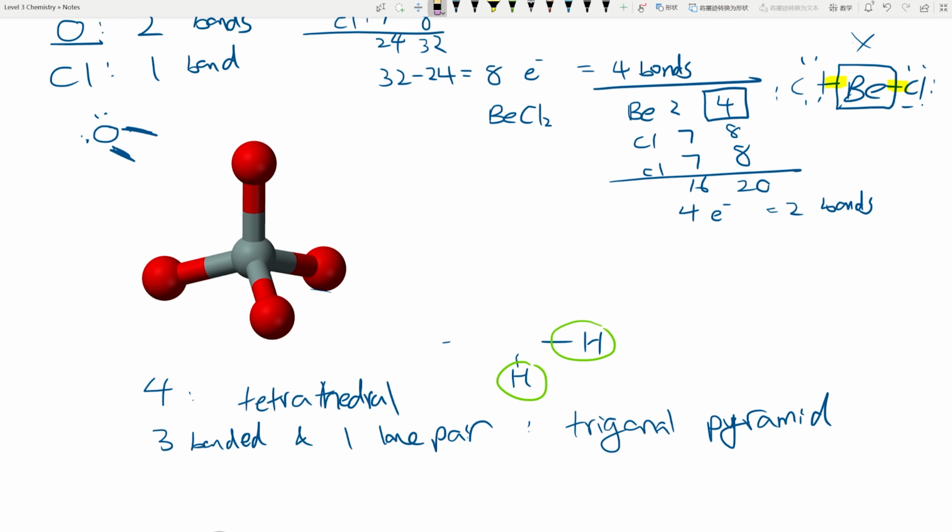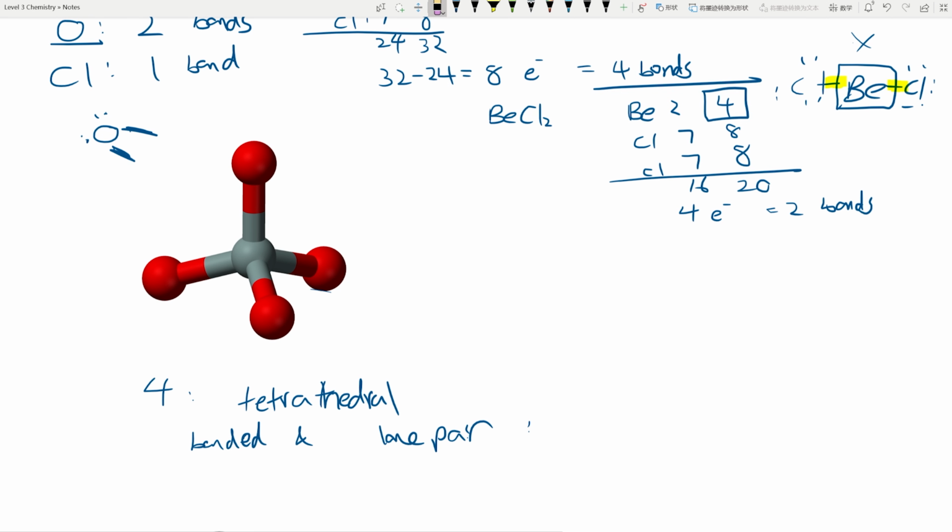Let's do water. If we were to do water, H2O, the same thing, your oxygen just draws like that. So this is 1 region, 2 regions, 3 regions, 4 regions of electron density. Okay, so still 4, so it's still a tetrahedral arrangement.